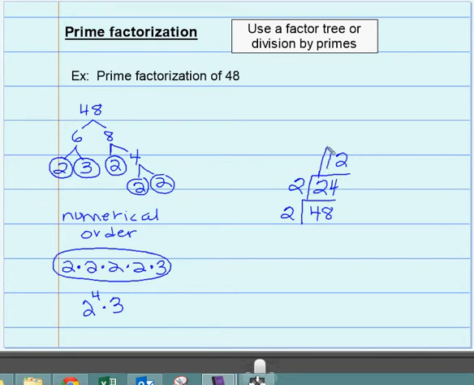12 is not prime, so I'll do this again. 2, 6, I know 6 is not prime. 2 and 3, and I know that 3 is prime. You can do another box and put the 3 out here and then put a 1 at the top, and that's how you know you're done. Or you can stop here and say, well, I know that 3 is prime, so I know that these are my factors, and then again you would list them in numerical order with multiplication signs in between them.